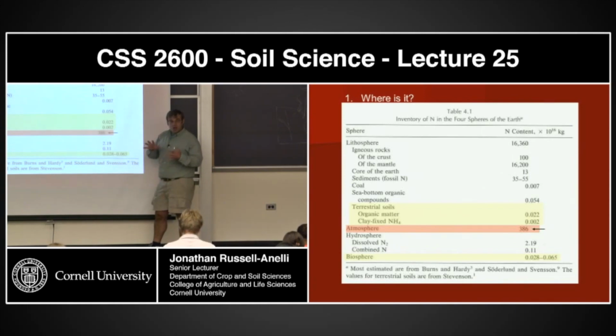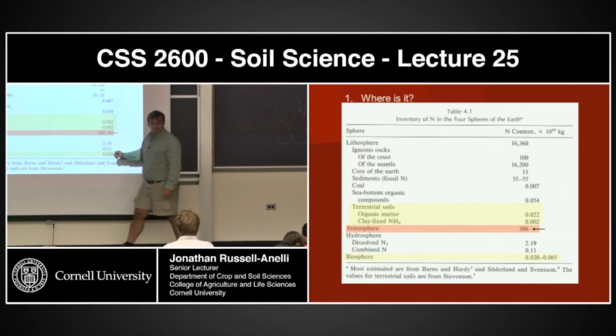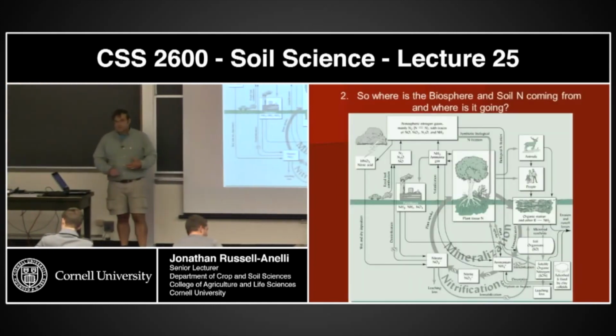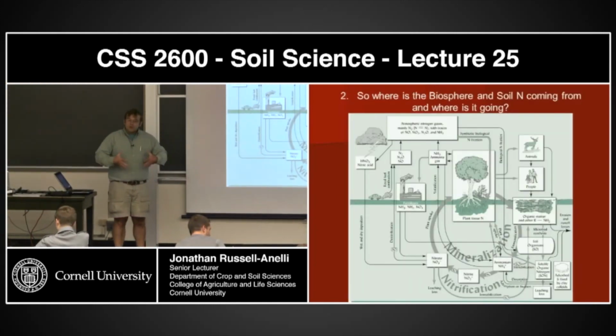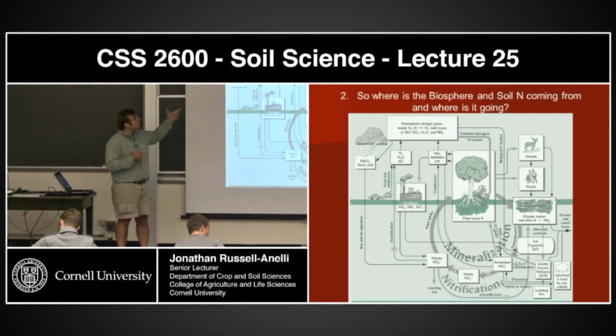Most of the nitrogen on our planetary system is in the rocks. The second largest pool is in the atmosphere. So that tells us where it is. But we're more concerned about what's going on locally. So where in the biosphere, in us and in the soil N, is that nitrogen coming from and where is it going?